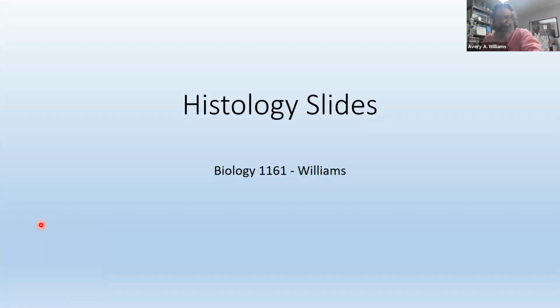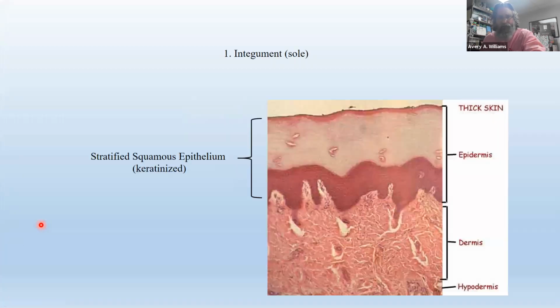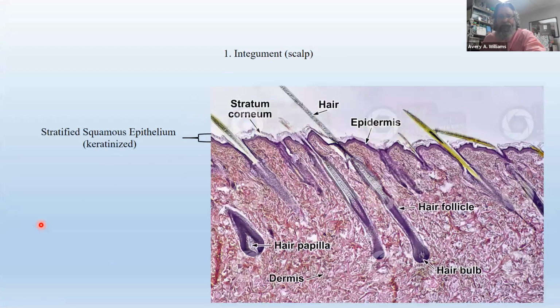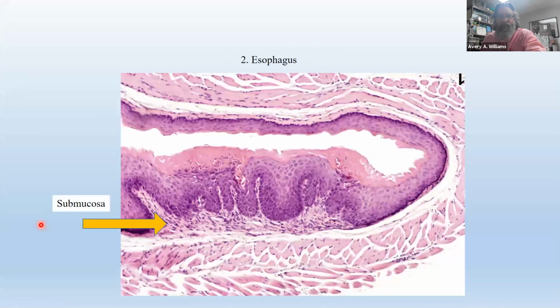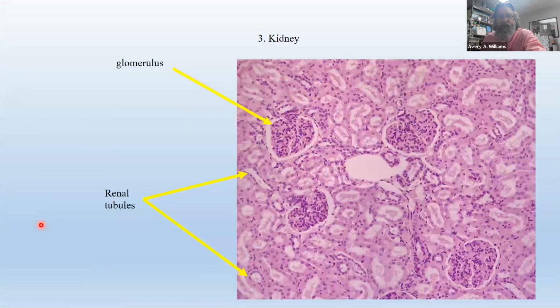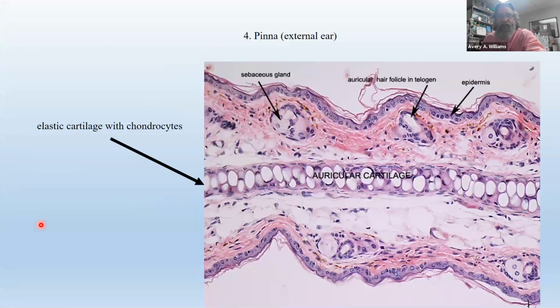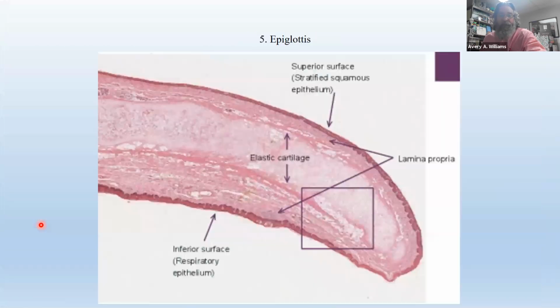Give me my laser pointer here. We looked at the integument, remember that? We looked at the esophagus, remember that? And we looked at the kidney, remember that? And then the ear, the pinna, the external ear, of the little mouse. And here we are, this is where we left off. So today, this is our first slide, the epiglottis.